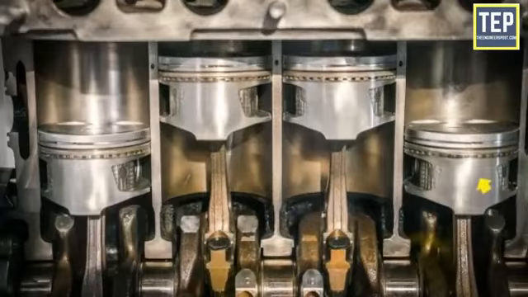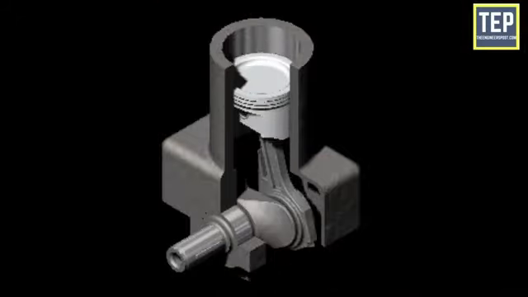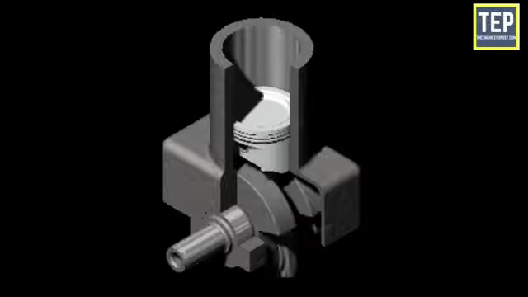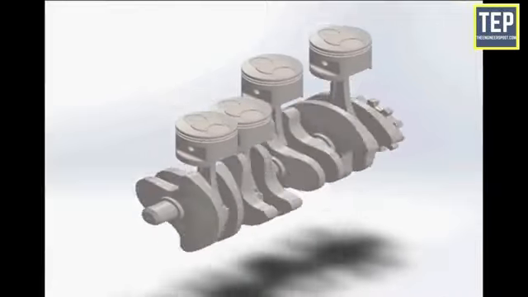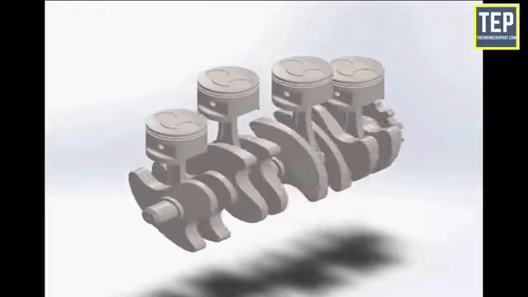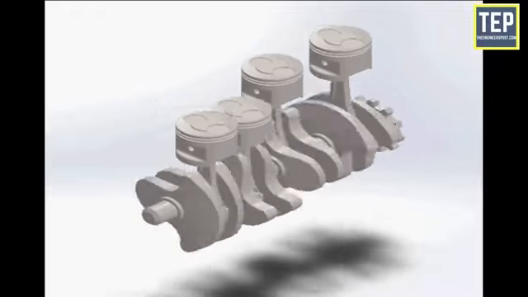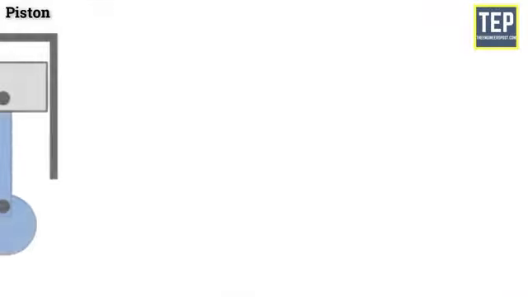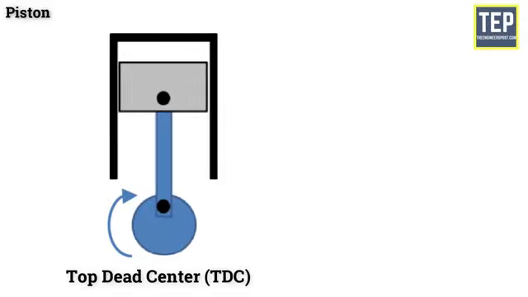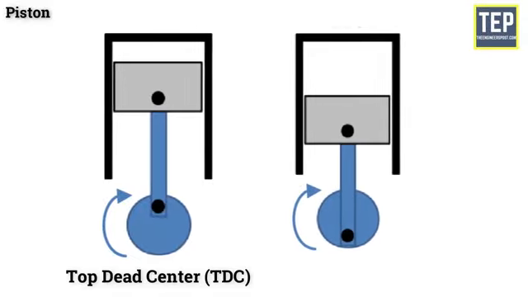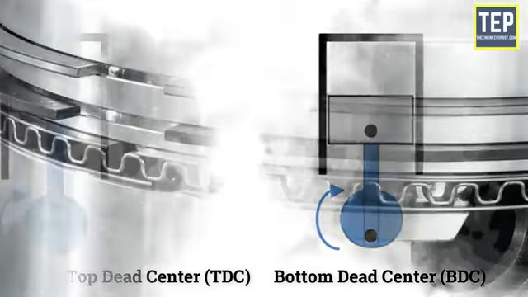Pistons. These are the most important engine parts compared to others. The piston is a cylindrical plug that moves up and down in the cylinder. It helps to convert pressure energy, obtained by the combustion of fuel, into useful mechanical power, and it transfers this power to the crankshaft through the connecting rod. The highest position the piston reaches in the cylinder is called the top dead center, and the lowest position it reaches is called the bottom dead center.